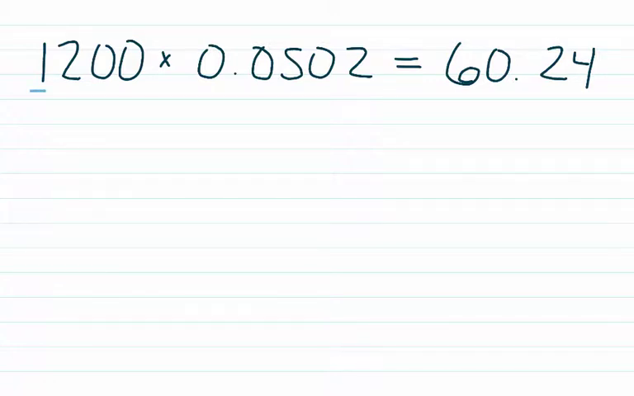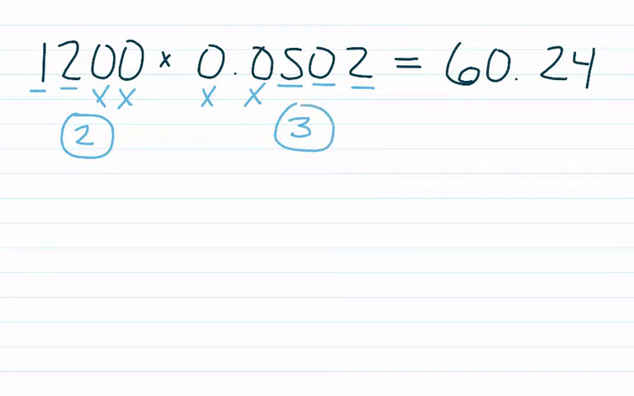So our first step will be to count the significant figures. This 1 is significant, this 2 is significant, but these zeros, because they come after all the other numbers but before a decimal, are not significant. So that means that 1200 has 2 significant figures. These zeros, because they're leading zeros, because they come before any other number, are not significant. But this 5, this 0, and this 2 are all significant. So this number has 3.